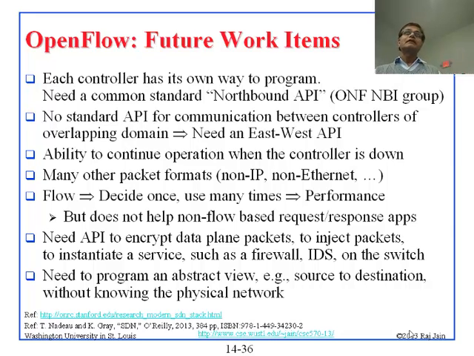So how do you do that with OpenFlow? How do you tell the switch to encrypt, to inject packets, to instantiate a service, such as firewall or IDS, on the switch? So all of this needs to be done. Need to program an abstract view, easy source to destination, without knowing the physical network. And the second thing is, right now, the people who are using OpenFlow need to know about the interiors of the network. And that was the whole purpose, that you don't need to know about the network.